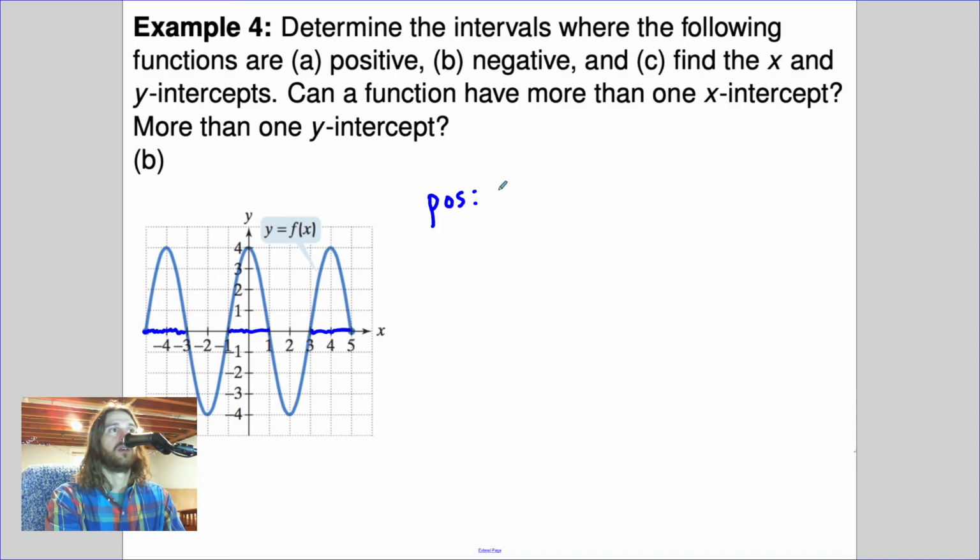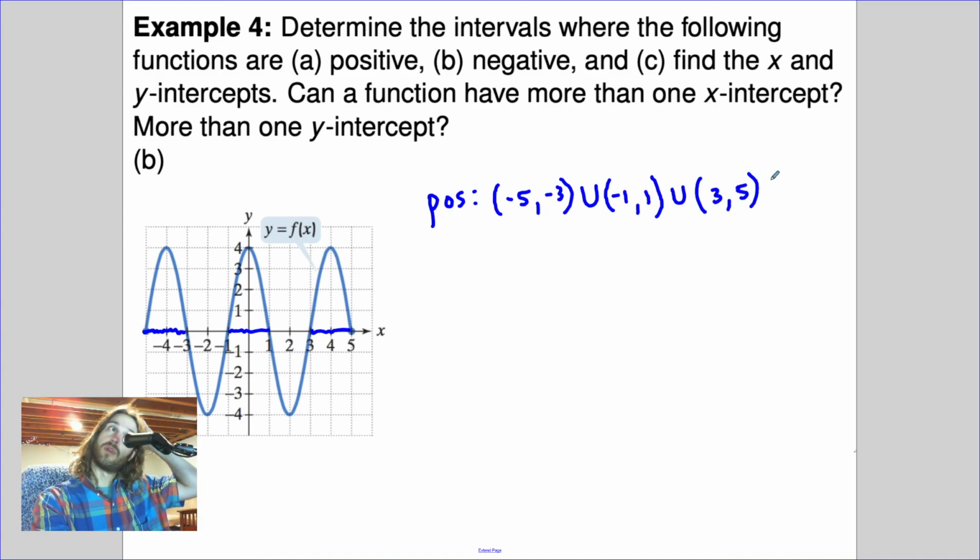So we'll say it's above the x-axis from -5 to -3, union from -1 to 1. Now notice these are not the same as increasing and decreasing. It's a similar strategy, but increasing and decreasing have different endpoints here, which is kind of interesting. Union from 3 to 5. Cool. From 3 to 5, from -1 to 1, and we join all those with unions. You guys try and do the next one on your own if you haven't tried already.